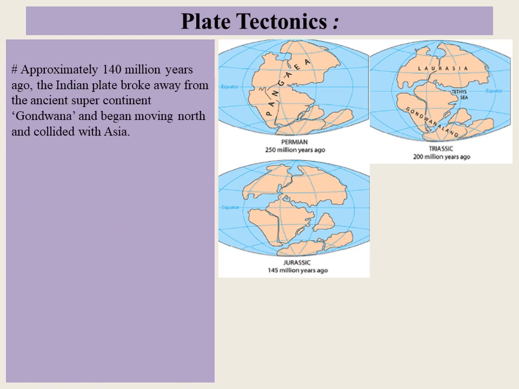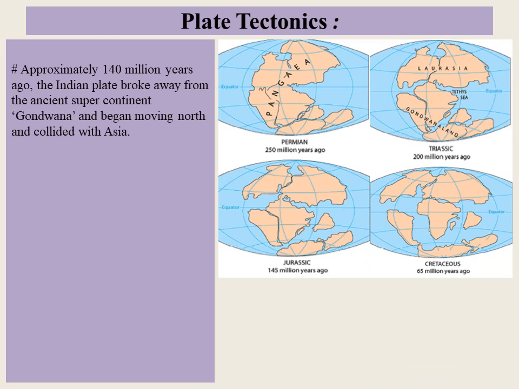Approximately 140 million years ago, the Indian plate broke away from the ancient supercontinent Gondwana and began to move north and collide with Asia. In this spot it moved towards that and divided. The next one is Cretaceous, 65 million years ago. We will see how our continents are joining and how they are located.